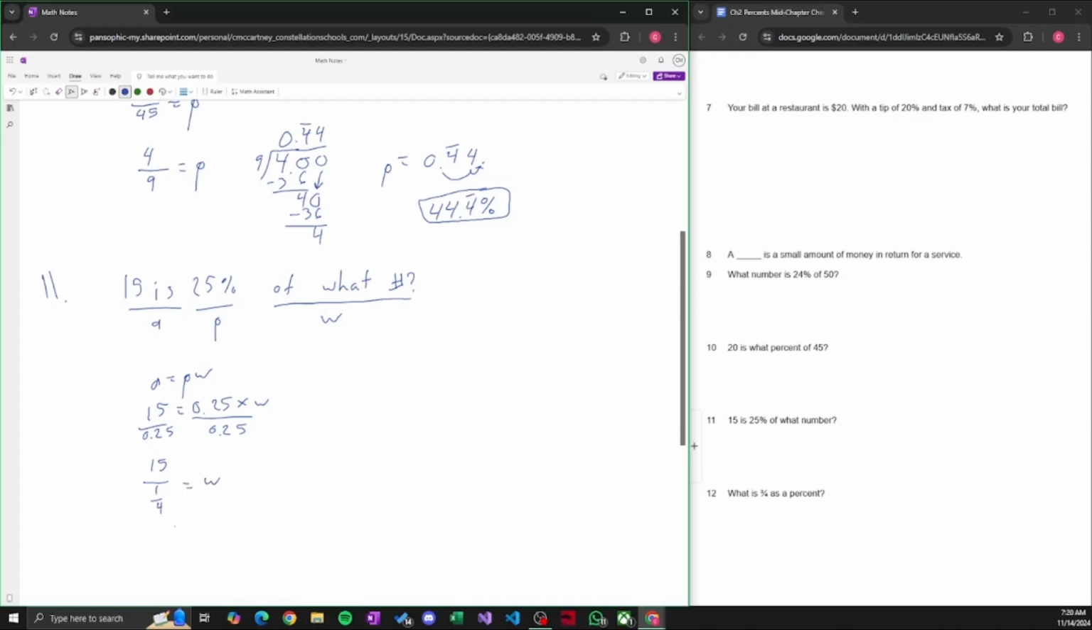So if we do 15 divided by 1/4, we do keep change flip: keep the numerator, change division to multiplication, flip the denominator, so it's 4 over 1. 15 times 4 is 60. So 60 over 1 equals 60. So that would be our W. Our whole number is 60. So 15 is 25% of 60.